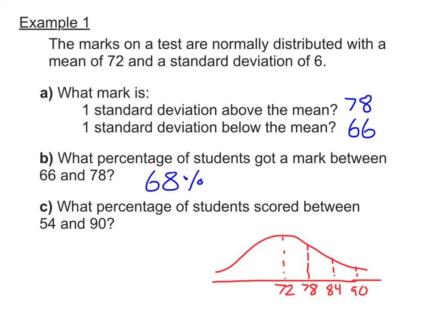Now we need to go the other way to get to 54. 1 standard deviation below was 66. 2 standard deviations below, we'd subtract 6 again, and we'd end up at 60. And 1 more, and we'd end up at 54. So 54 is 3 standard deviations below the mean, and 90 is 3 standard deviations above. And we know, again, from that picture we looked at earlier, that 99.7% of our scores lie within those 3 standard deviations of the mean. So our answer is 99.7% of students scored between 54 and 90.